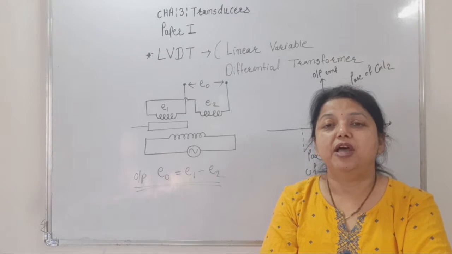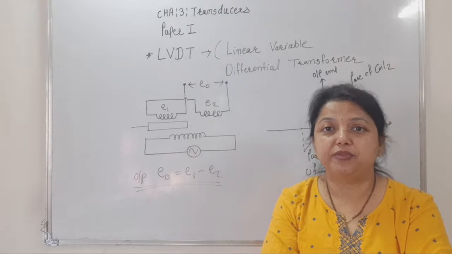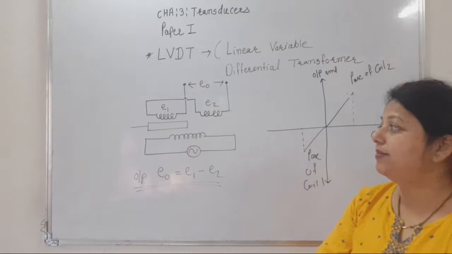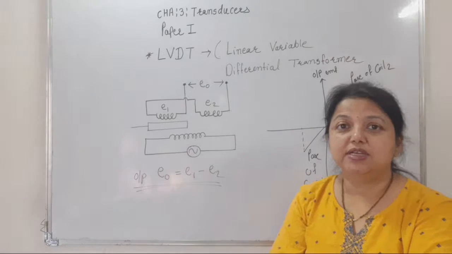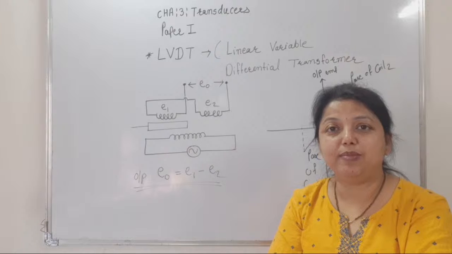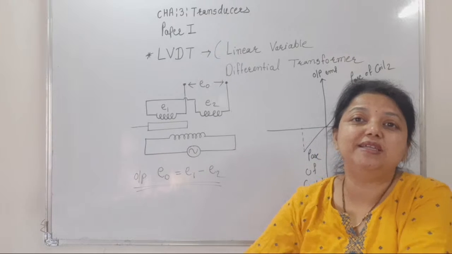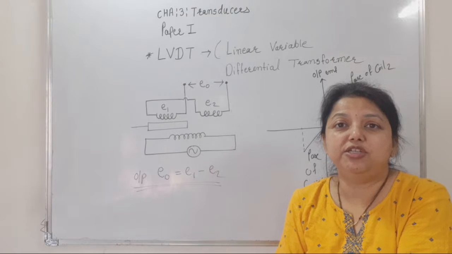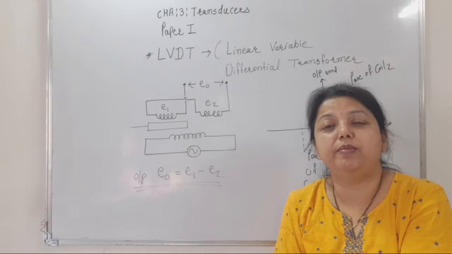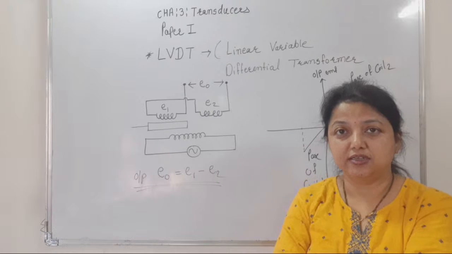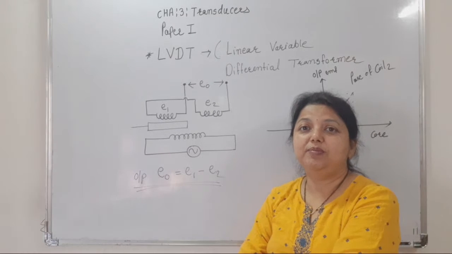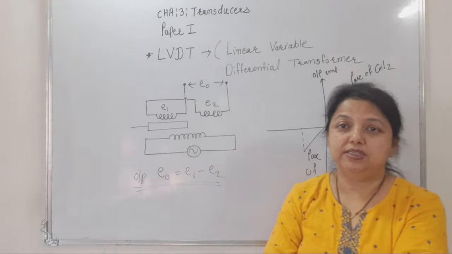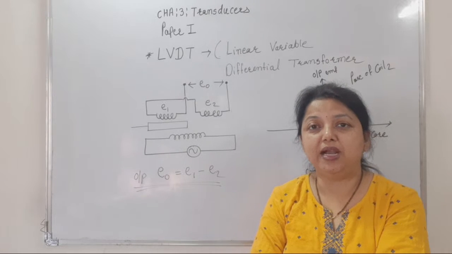Okay. And what is the disadvantage? The surrounding magnetic flux may affect the magnetic flux linkage, so shielding is necessary. And due to a change in environment temperature we may get wrong results, so we have to keep the assembly at a constant temperature. These are the disadvantages of the LVDT.